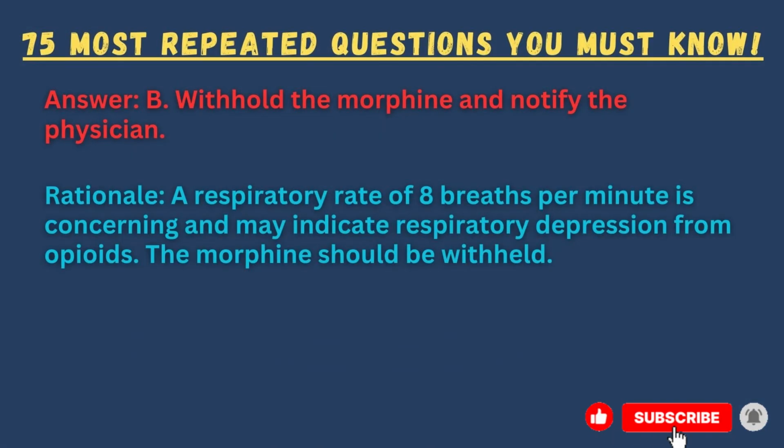Answer: B. Withhold the morphine and notify the physician. Rationale: a respiratory rate of 8 breaths per minute is concerning and may indicate respiratory depression from opioids. The morphine should be withheld.